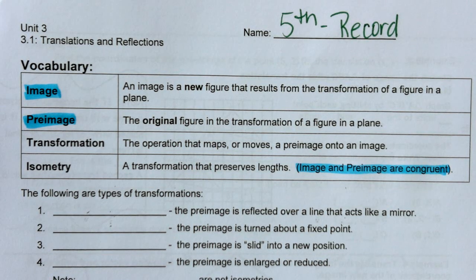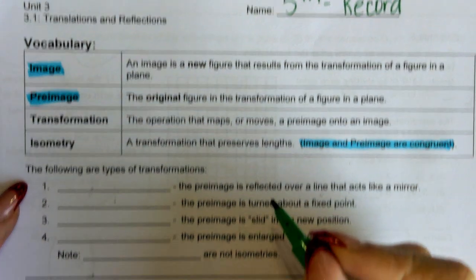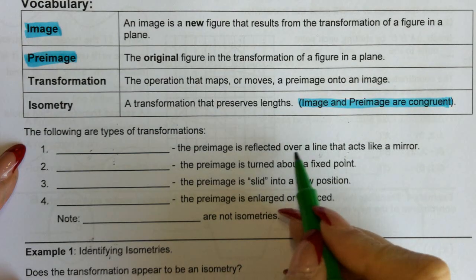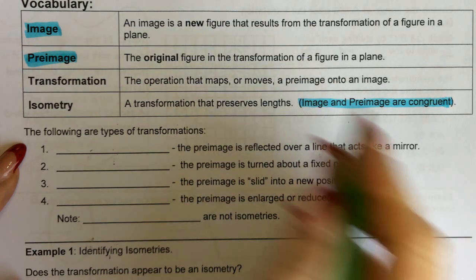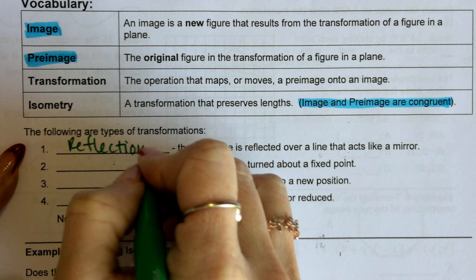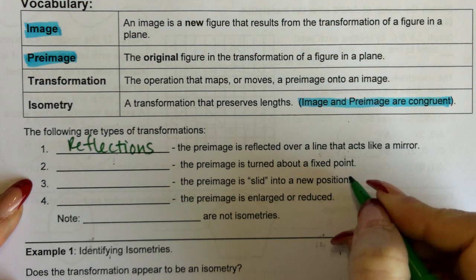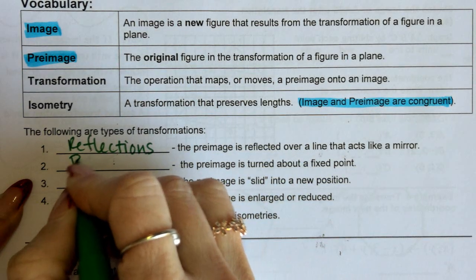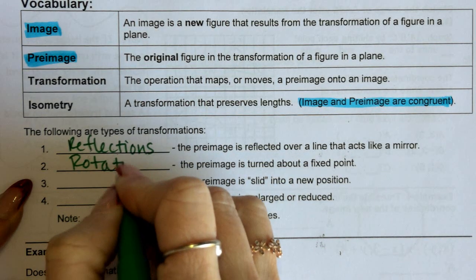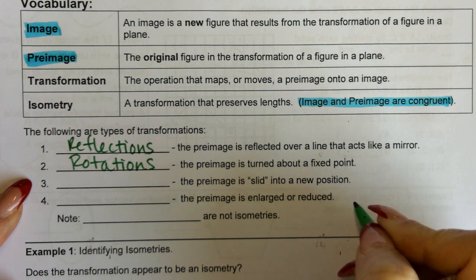This is going to go pretty quickly, because we've already done it. We did it by hand, so we don't have to write as much. The pre-image is reflected over a line that acts like a mirror. Reflections. The image is turned about a fixed point, so what would that be? Rotations. Good. The pre-image is slid.